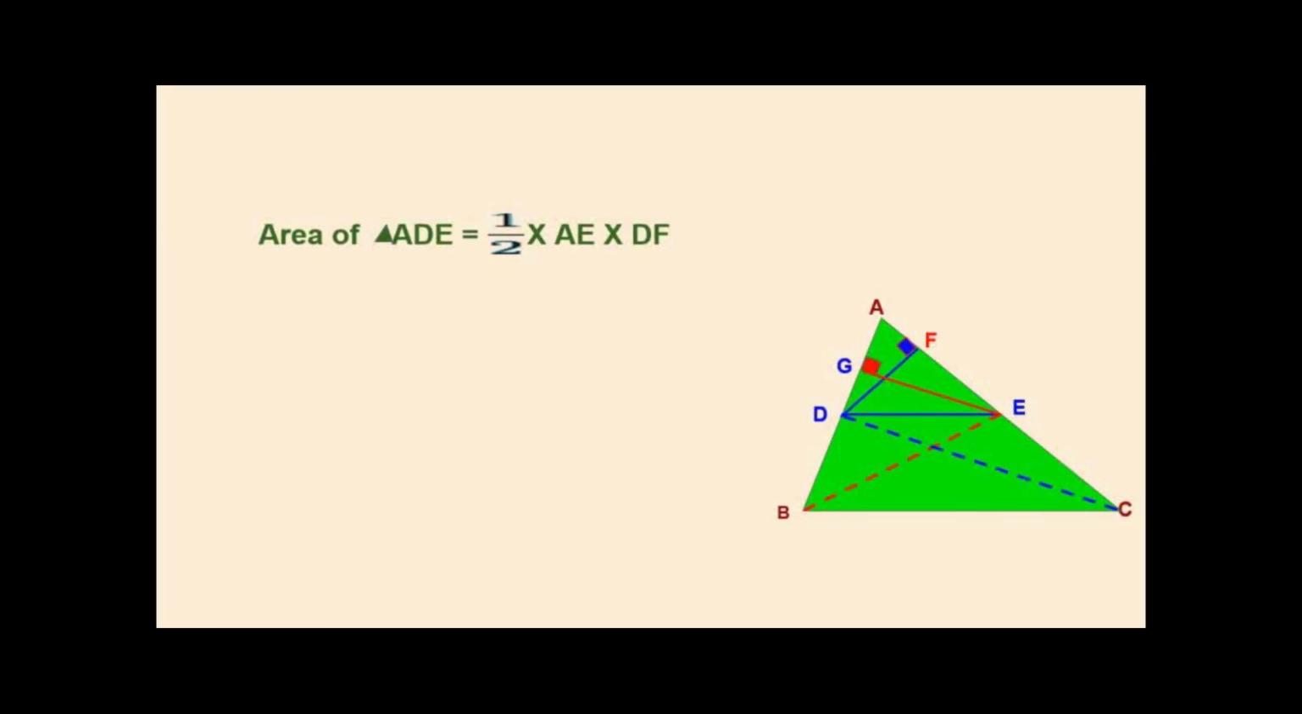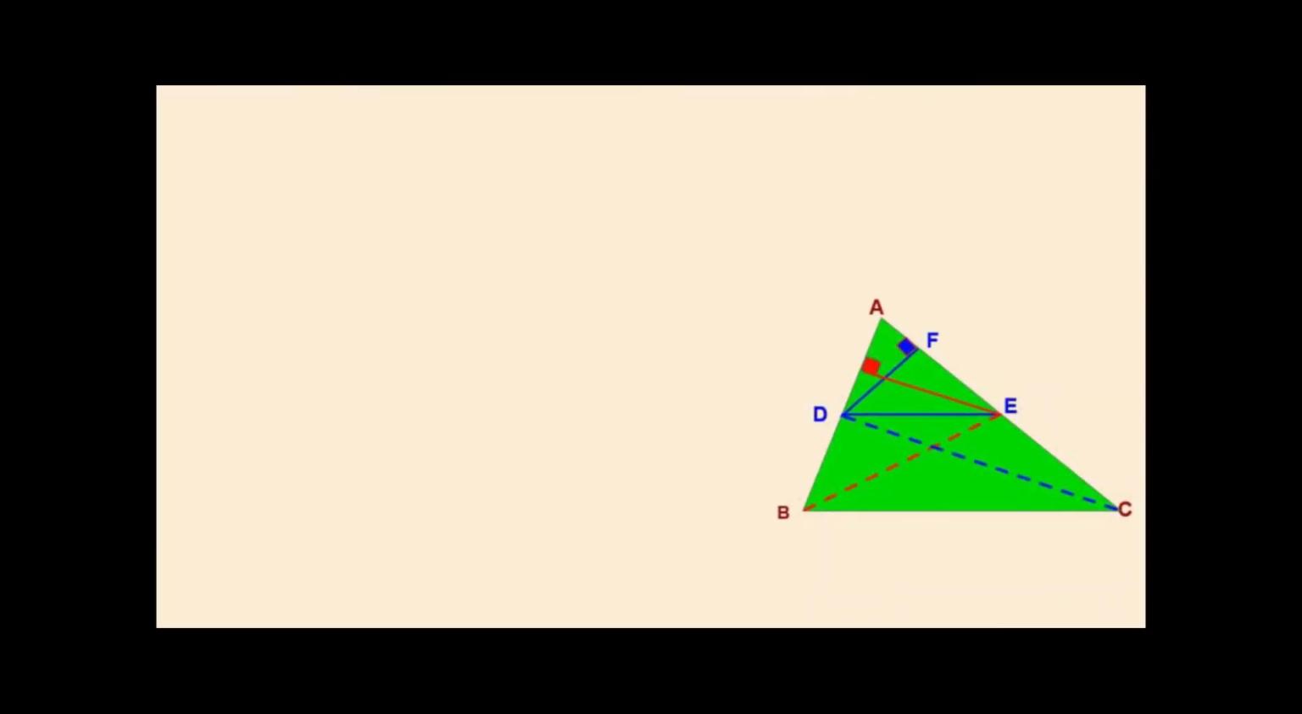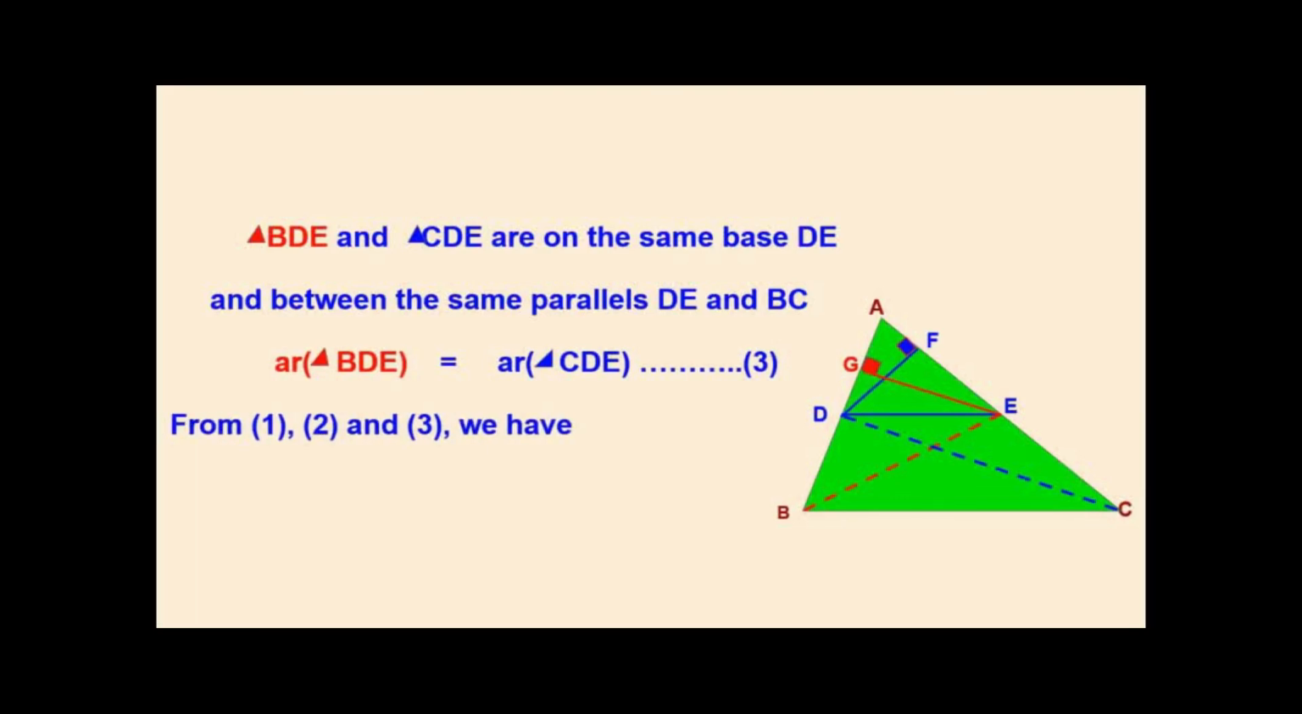Similarly, for the triangle ADE and for the triangle CDE, when we take the ratio of their areas, we get AE by EC. This is our second equation. Now in step 3, we will be considering triangle BDE and triangle CDE. They are on the same base DE and between the same parallels DE and BC. So their areas are equal. From first, second and third equations, we have AD by DB is equal to AE by EC.